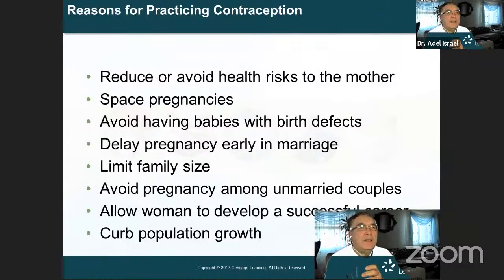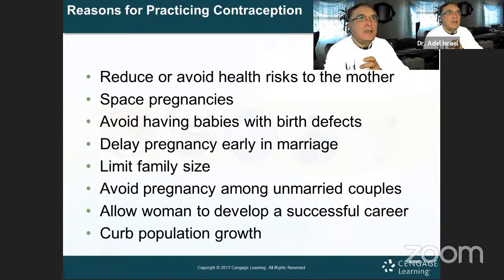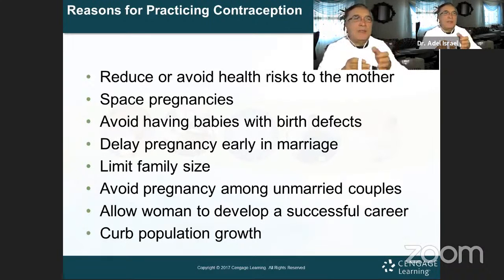After that, this exam question is asking how we use contraceptive pills. We have many ways, not only pills, many ways for contraception. Contra means against. Ception means pregnancy. So contraception. Why? To reduce or avoid health risk to the mother.